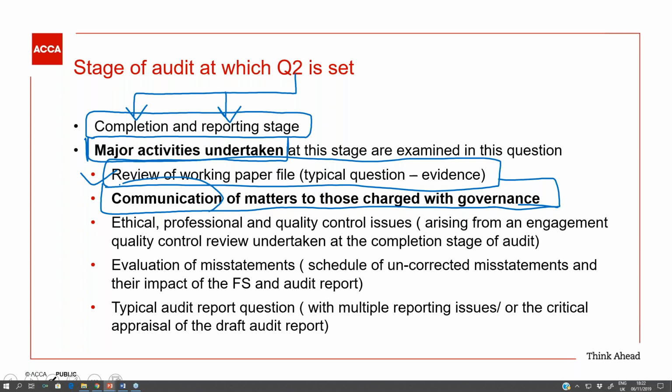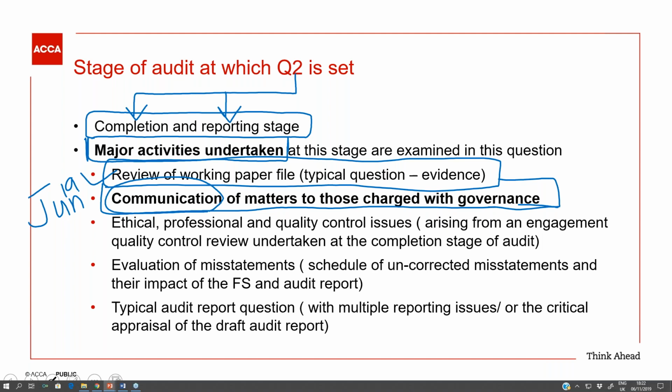You communicate these matters to those charged with governance. And this is an examinable part of question number two, where the examiner can ask you to identify and explain the matters which you should be communicating to those charged with governance. We have seen this question in the June 19 exams, the very recent one. In June 19, the examiner did ask in question number two what matters you will be communicating to those charged with governance. So at the finalization stage, this is a very important communication. And if a student has no idea of this communication or its importance, you're not prepared well for the second question.